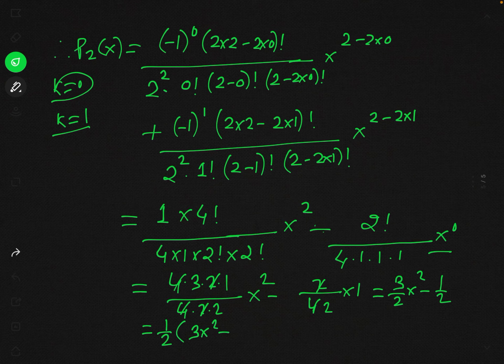So take this 1 by 2 as a common factor, then what will be our result? This will be 3x square minus 1. So you can see in this way that P2 of x we have evaluated, and this is 1 by 2 into 3x square minus 1. So in this way you can find Legendre polynomial of any degree for any value of n. So it is just for your homework that you should try to find the higher order Legendre polynomial. For your convenience, I am writing directly some of its values, but you should definitely try to evaluate this.